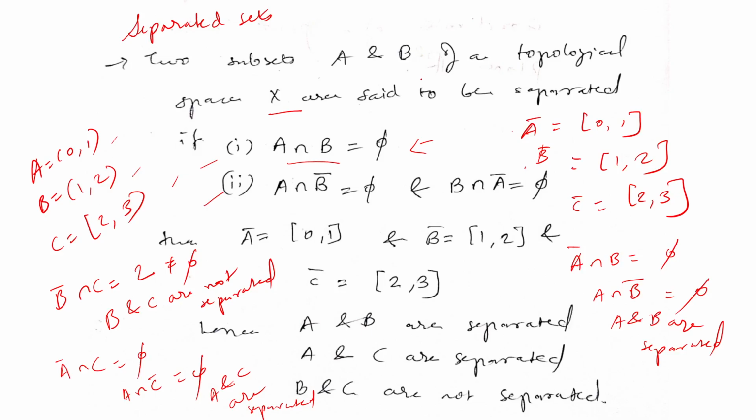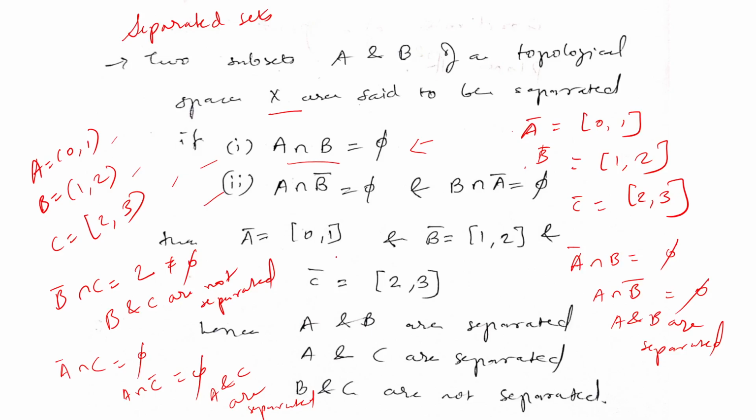Two subsets A and B of a topological space X are said to be separated if they satisfy two conditions. First, A intersection B should be empty. Second, A intersection B closure should be empty, and B intersection A closure should be empty. So when we say the two subsets are separated, their intersection is empty, and the accumulation points of B are not members of A, and the accumulation points of A are not members of B. Fine.